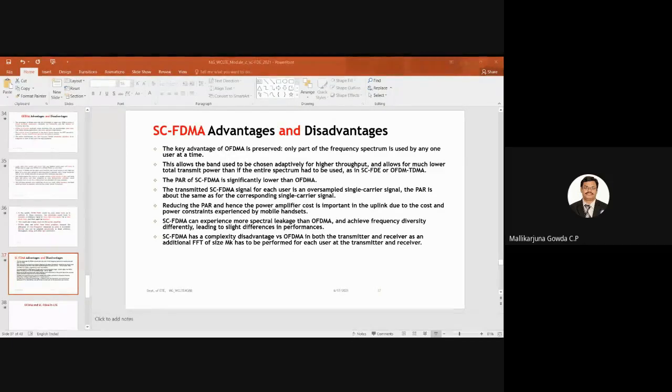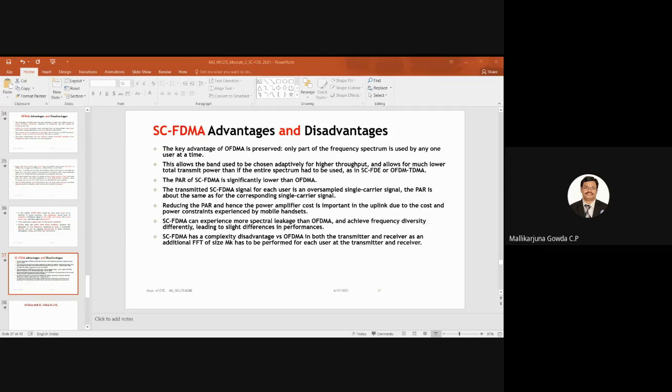Okay, so in case of SC-FDMA, what I wanted to say is it is retaining the key advantage of OFDMA. Okay, what is that key advantage? Flexibility, to accommodate many users with widely varying applications with different data rates and quality of service requirements. And only part of the frequency spectrum is used by one user at a time. So that is the thing in case of SC-FDMA, right? Because I said it is used in the uplink. Okay. So OFDMA is preferred for downlink, I said. So downlink means it can communicate with multiple users.